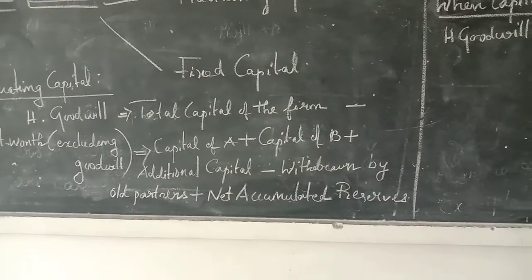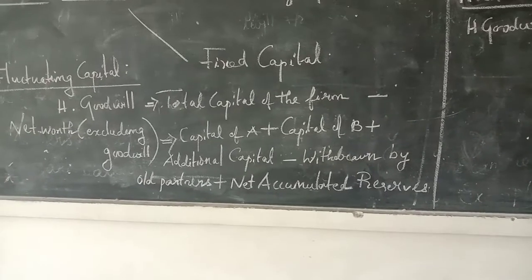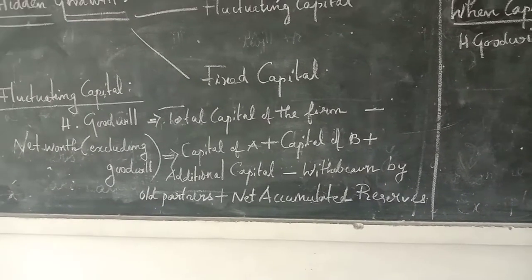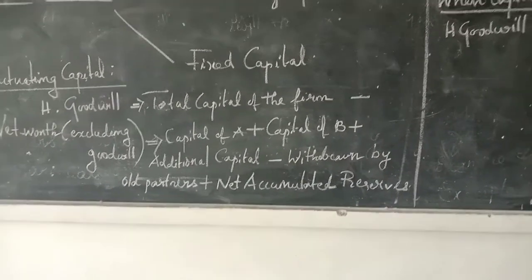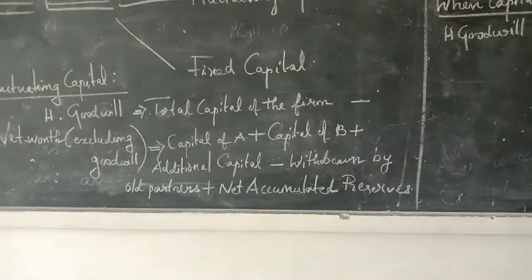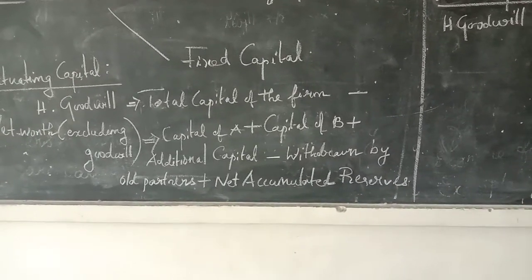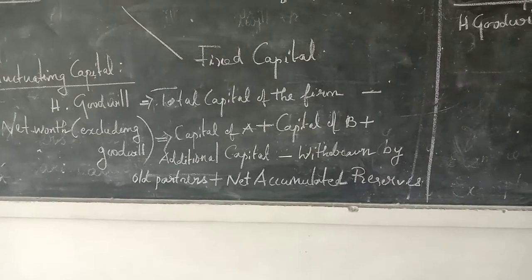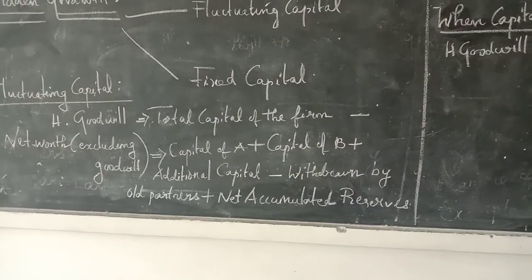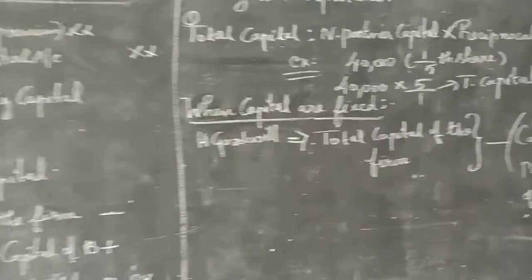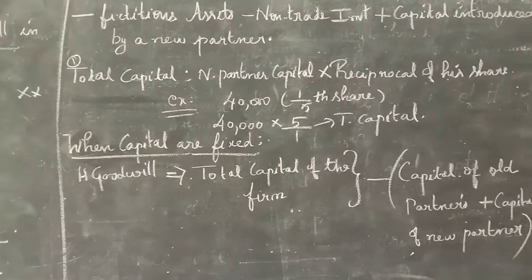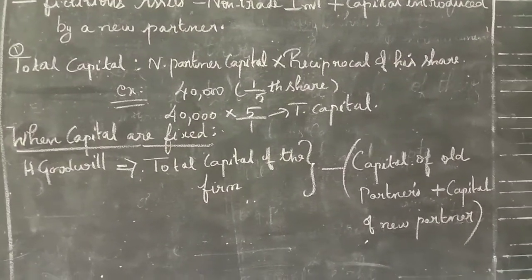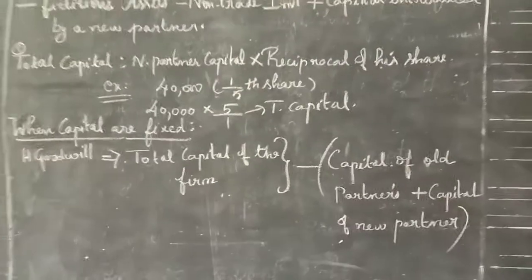After finding the net worth, that amount is to be subtracted from the total capital of the firm. The balance amount is called the hidden goodwill under the fluctuating capital method. So we have to know how to calculate the total capital of the firm.